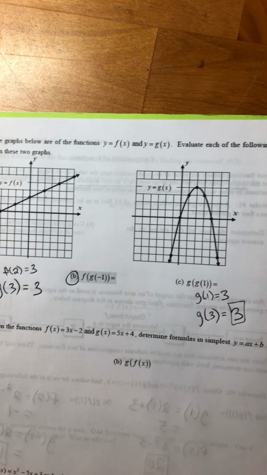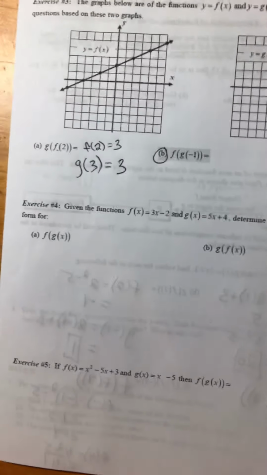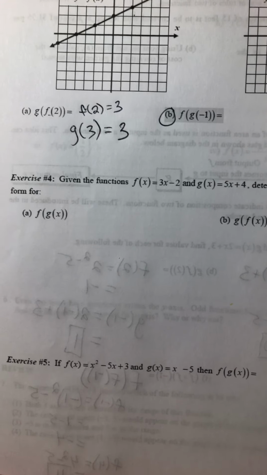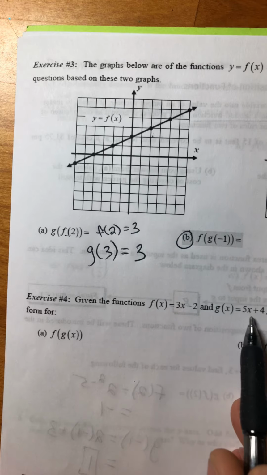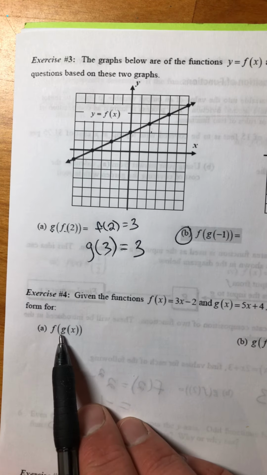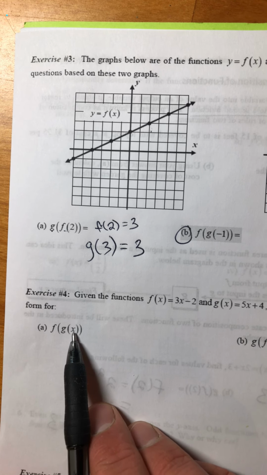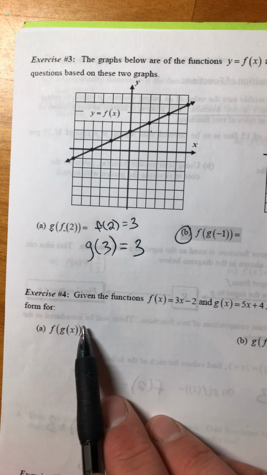All right, number 4. The first one's gonna make you think. Still composition of functions, a little bit different. Number 4, they give you 2 different rules. F is this, G is this. Determine formulas in simplest form for F of G of X. They don't give us a number to plug in, just X. Well, X is already in the equation, so that's actually going to save you a little bit.